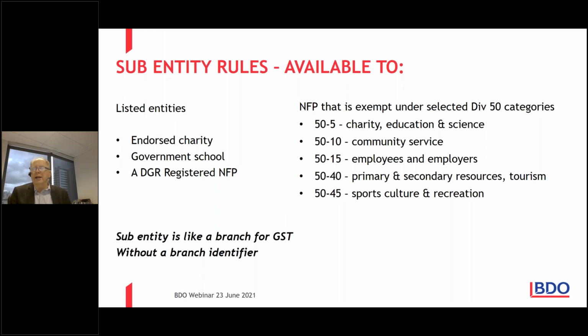So it's a bit like a branch for GST purposes, because any ordinary business can choose to separate out an activity and make it into a branch, where it does its own reporting and measurements, but it then gets the ABN with a branch identifier at the end as a /001 or 002 or similar. Whereas with the sub-entity, there's no formal branch identification that's done. So it is a little bit different.